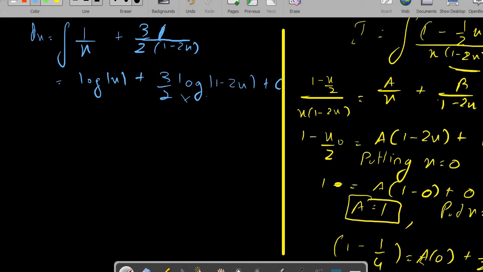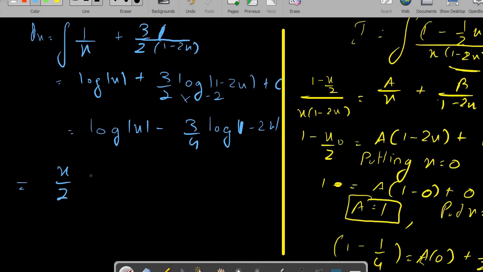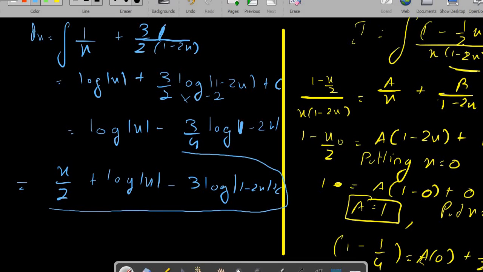I'll multiply this by minus 2 just to balance out the equation. So this would become log of x minus 3 by 4 log of 1 minus 2x, right? So now I'll substitute, and I'll write x upon 2 plus log of mod of x minus 3 log of 1 minus 2x plus c. The 4 just went outside and it got cancelled to 2. And what is this? Our lovely answer.